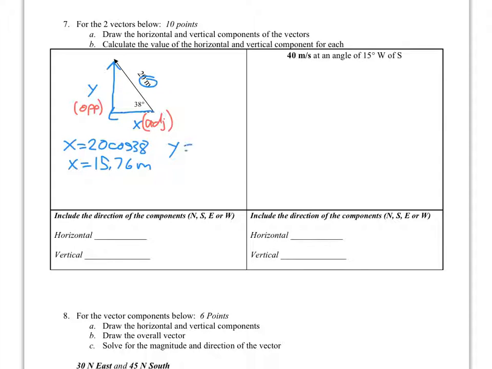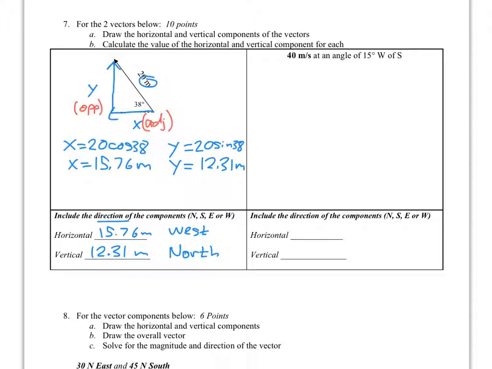Moving on to my y side, that is my opposite side, and so it's going to be 20 times sine of the angle. That's always going to be true for the opposite side. So for y, I end up getting 12.31. That's going to be meters as well for the units. I'm now going to go ahead and fill in that final answer, including the direction. So the x is going to be 15.76 meters, and that x component is going west, as we see up here. The direction of it is to the left. The y component is going to be 12.31 meters, and that's going to be going north for the same reason. We see that that y component is going up.